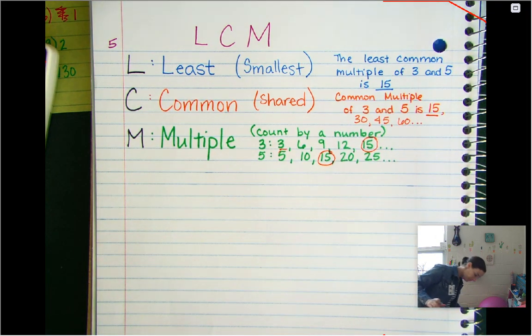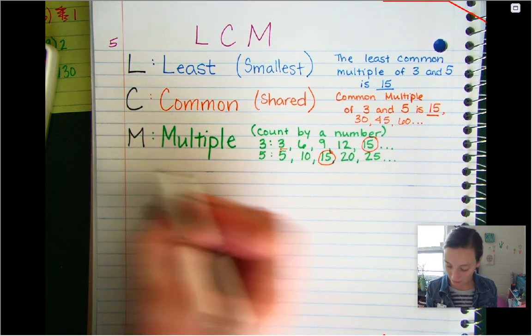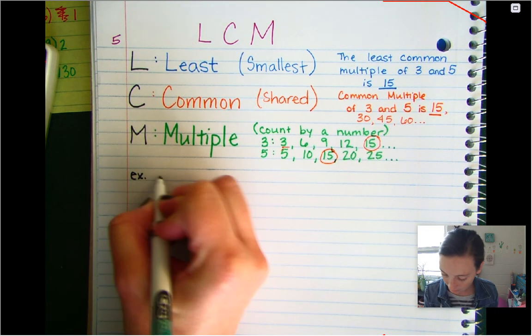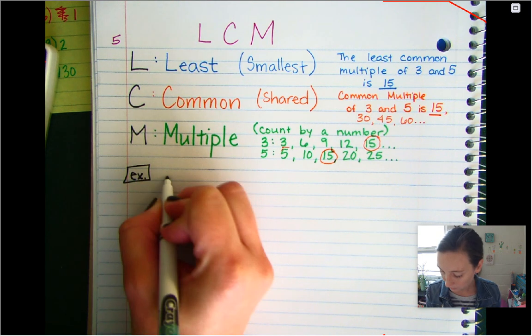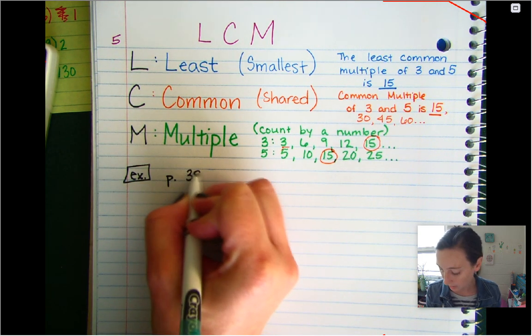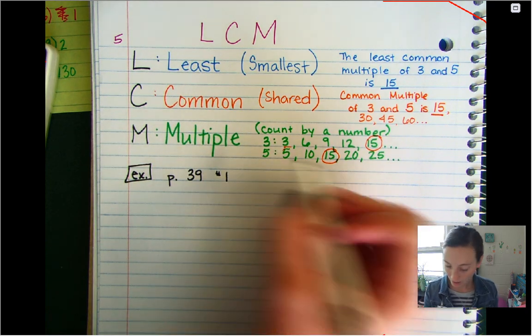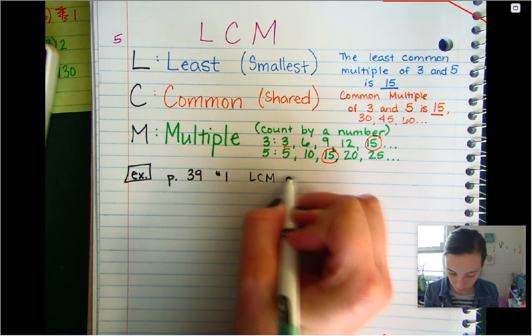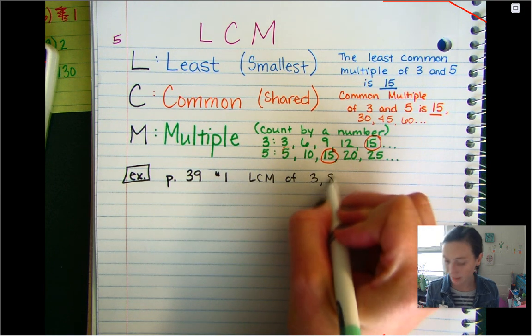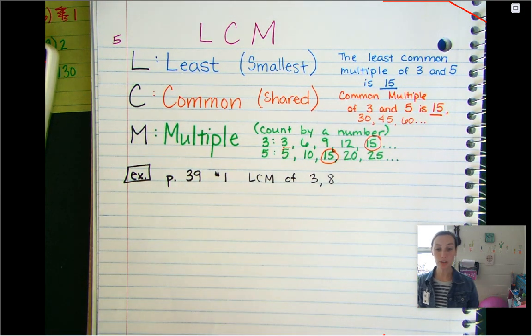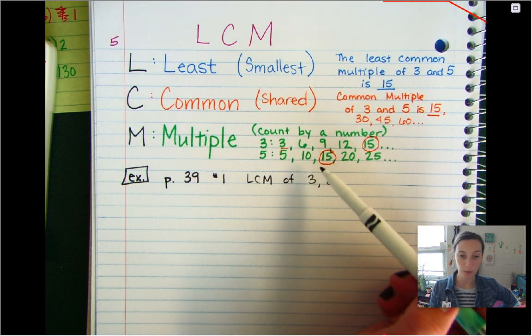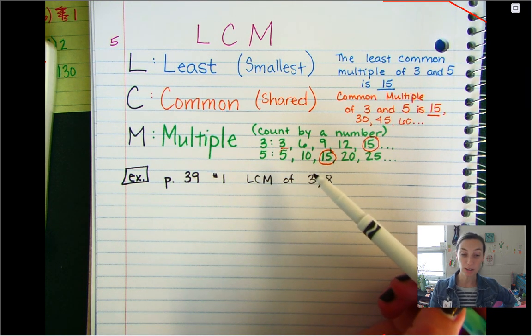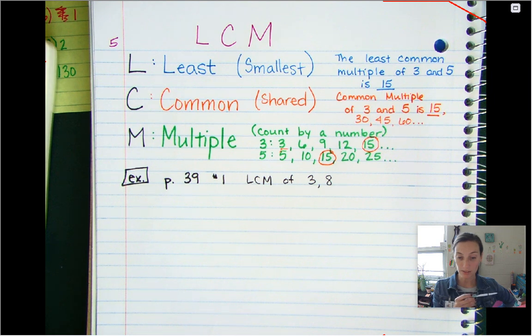Let's do an example. This is page 39. Page 39, number 1. And it's the LCM, least common multiple, of 3 and 8. So I'm going to do the same thing I did up here, I'm going to list multiples. Similar to our last thing we learned about greatest common factor, the first strategy we talked about was making a list of factors. So in this case, it's just going to be a list of multiples.